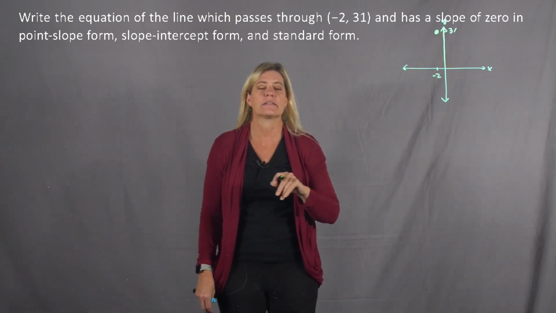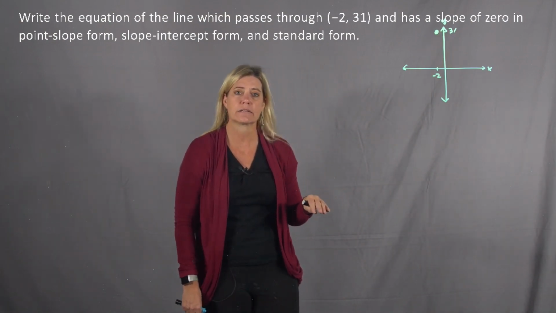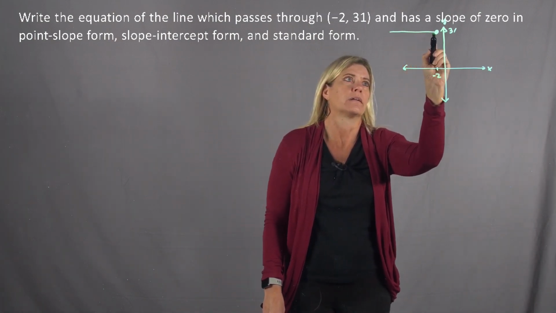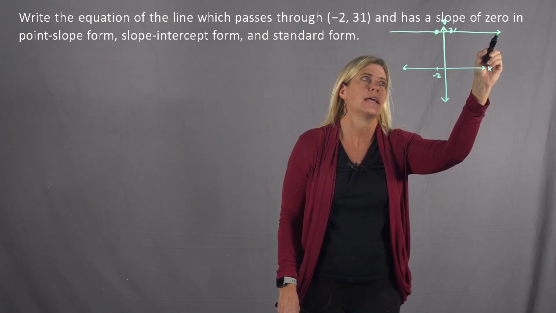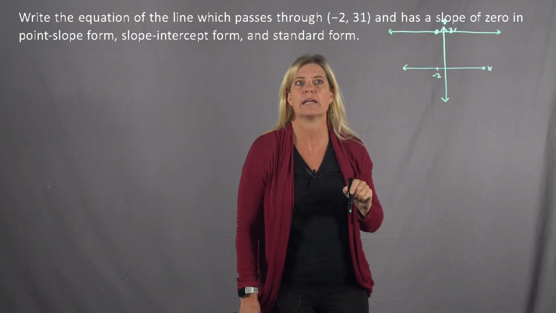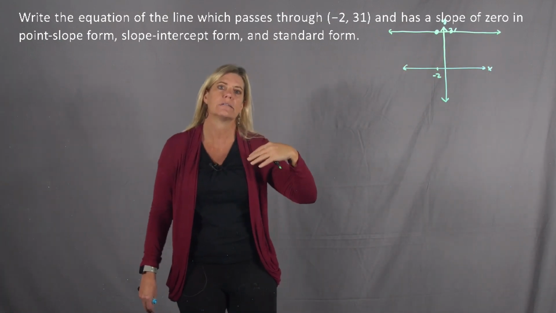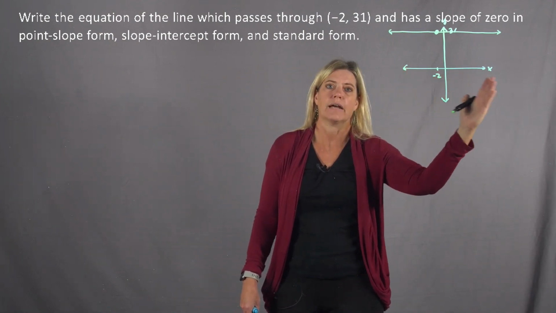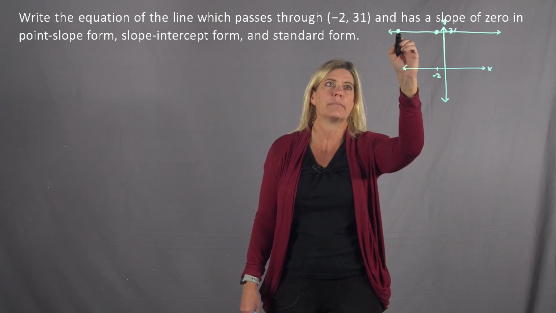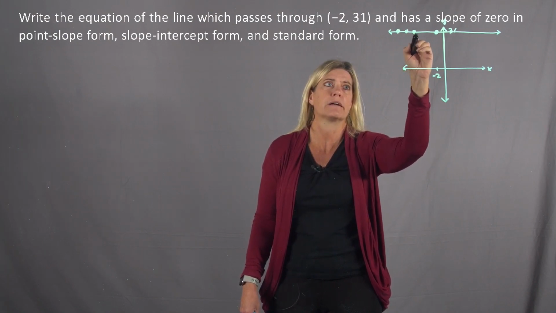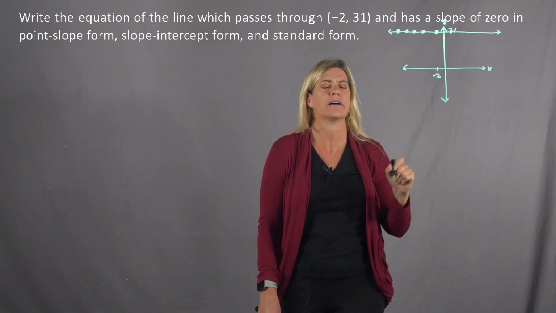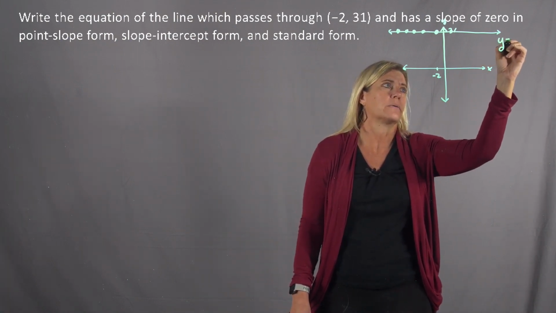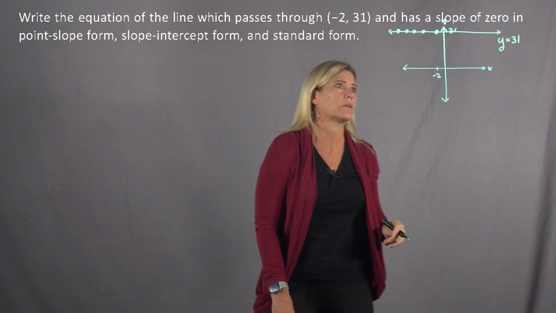And then it has a slope of 0. So if it has a slope of 0, it means the line is flat. Okay, so there's no change in the y values. The y values here are staying constant at 31. The x values are changing, right? I've got change going when I plot points here. You can see they're at different x values, but all the y values are the same. They're at y equals 31. So that's actually the equation of this line, y equals 31.